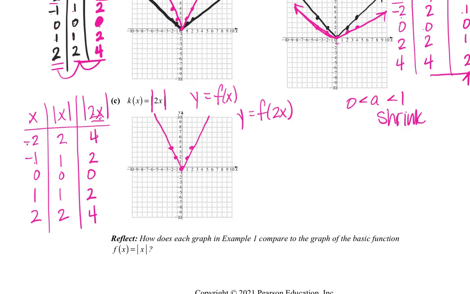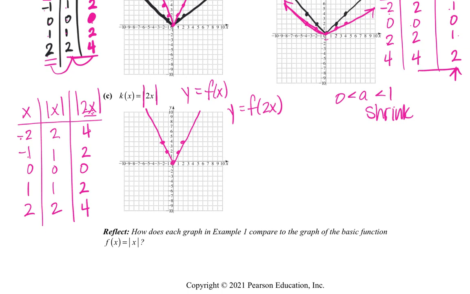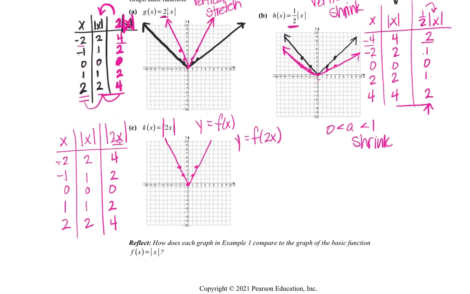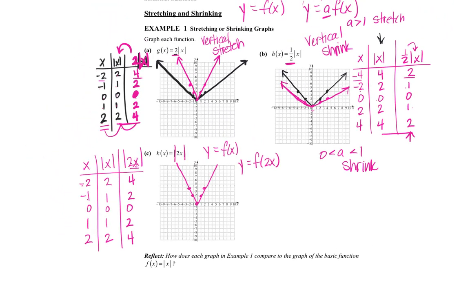All right, it says, how does each graph in example 1 compare to the graph of the basic function? So here we notice that our y values got bigger. Here we noticed our y values got smaller. Here the y values got bigger because it was using the 2, which is kind of what kept it doing the same thing.